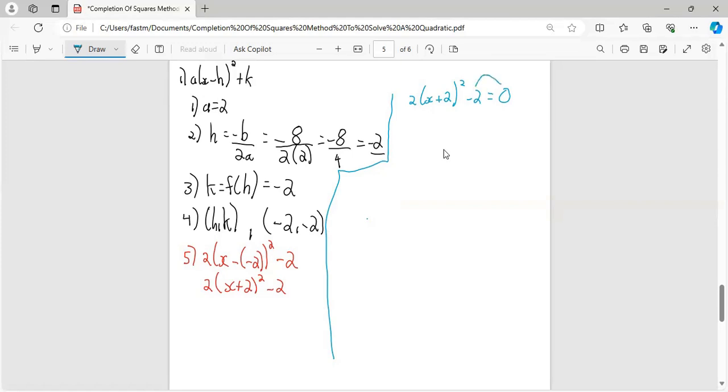Transpose the minus 2. Then divide both sides by 2 to get rid of this 2 here. So 2 divided by 2 is 1. Right, so to get rid of the square, we square root both sides because the opposite of square is square root. So on this side, the square and the square root will cancel each other. And on this side, you will get plus or minus the square root of 1.